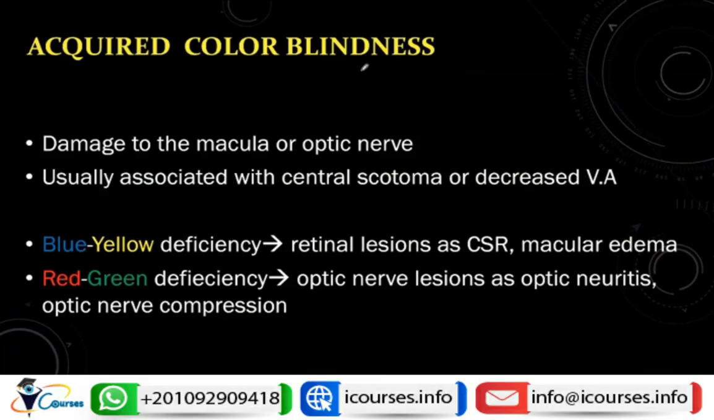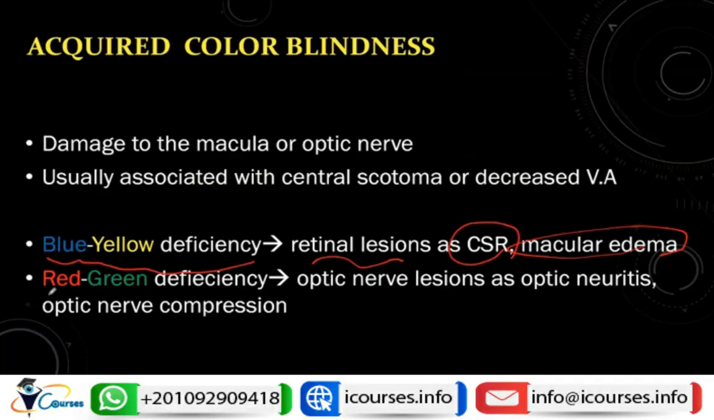First of all, what is acquired color blindness? Acquired color blindness is in a person who is born with normal color vision, but due to some disease in the retina or the optic nerve, this will result in decreased visual acuity or scotoma, central or paracentral scotoma, and a defect in the color vision. It is known that patients who have retinal lesions such as central serous chorioretinopathy or macular edema will present with blue-yellow deficiency, since the blue and yellow cones are more abundant in the macula.